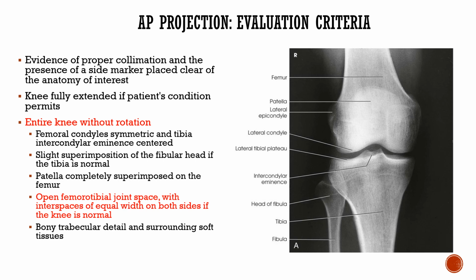There should be slight superimposition of the fibular head if the tibia is normal, and the patella is completely superimposed on the femur. There should be an open femoral tibial joint space with interspaces of equal widths on both sides if the knee is normal, and that provides us with the AP projection of the knee.